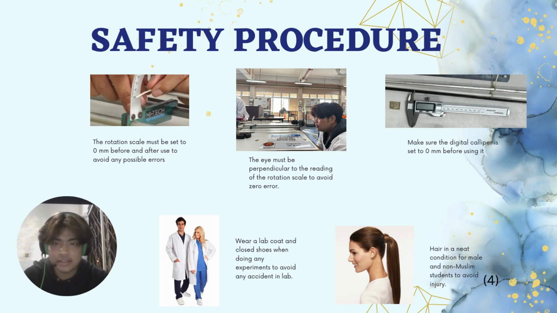So next, these are the safety procedures. First, the rotation scale must be set to 0 millimeters before and after use to avoid any possible errors. Second, the eye must be perpendicular to the reading of the rotation scale to avoid zero error. Third, make sure the digital caliper is set to 0 millimeter before using it. Fourth, wear a lab coat and closed shoes when doing any experiment to avoid any accident in labs. And finally, keep hair in neat condition for male and non-Muslim students to avoid injury.